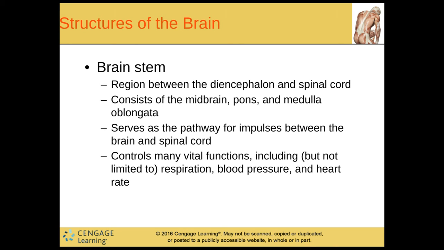Then we have the brain stem. So this is a region between the diencephalon and the spinal cord. It consists of the midbrain, the pons, and my most favorite word ever, medulla oblongata. This serves as a pathway for impulses between the brain and the spinal cord, and it controls many vital functions, including, but not limited to, respiration, blood pressure, and heart rate. So, those types of things that we don't have a ton of control over, right?